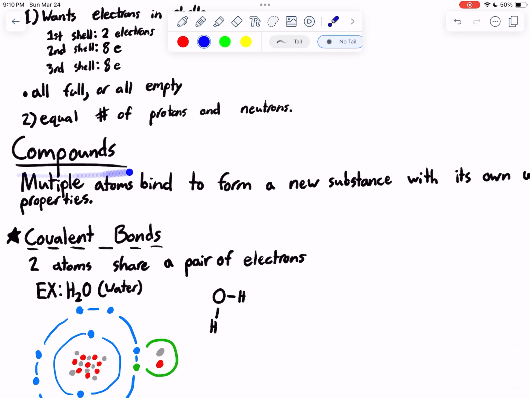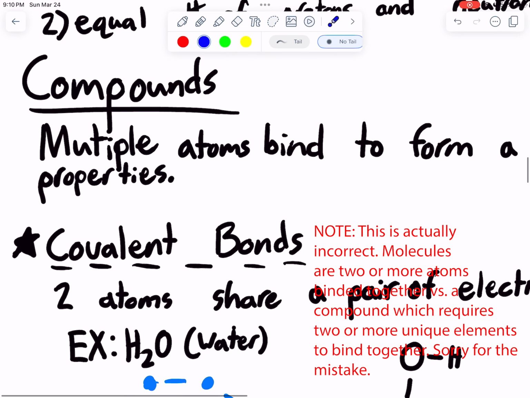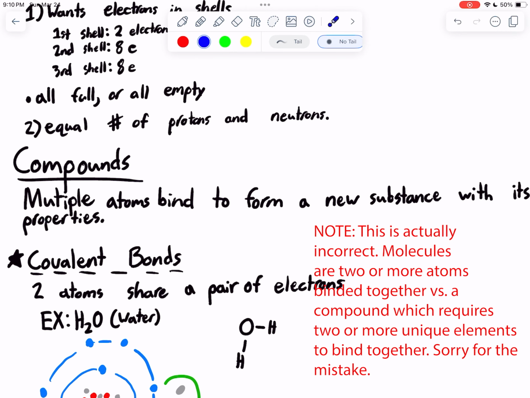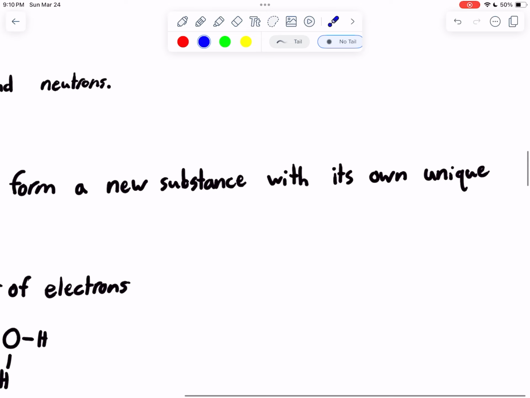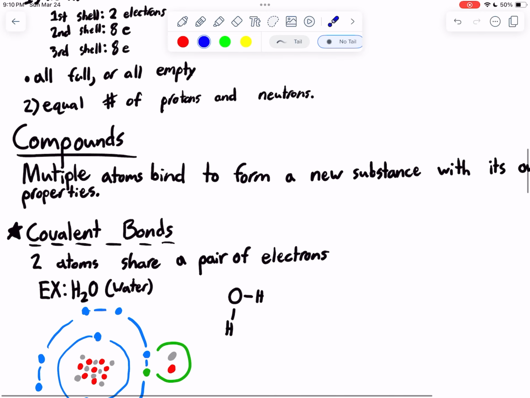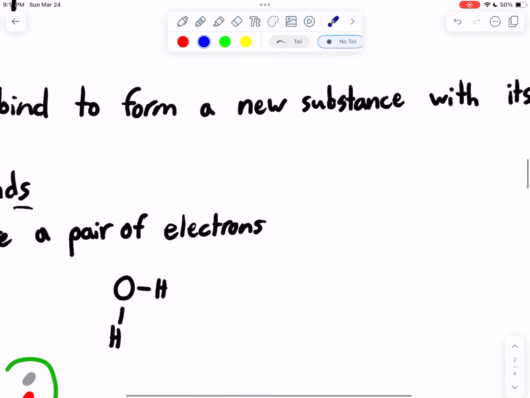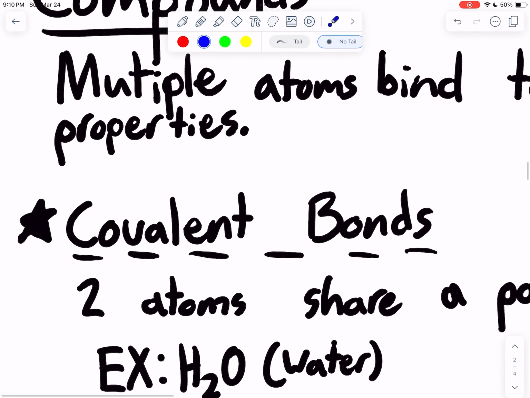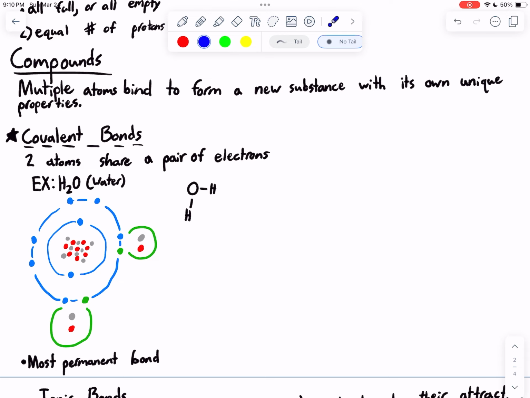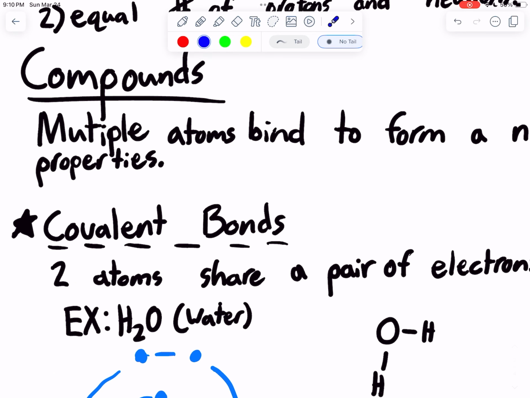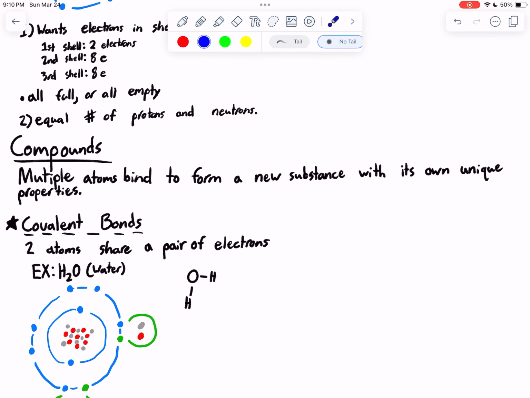The next thing is compounds, also known as molecules, which are when multiple atoms bind to form a new substance that has its own unique properties. Stress that it has its own unique properties because this is very important for life. And this happens basically through bonding. And bonding is very important. And there's a couple crucial bonds that we need to know for this course.